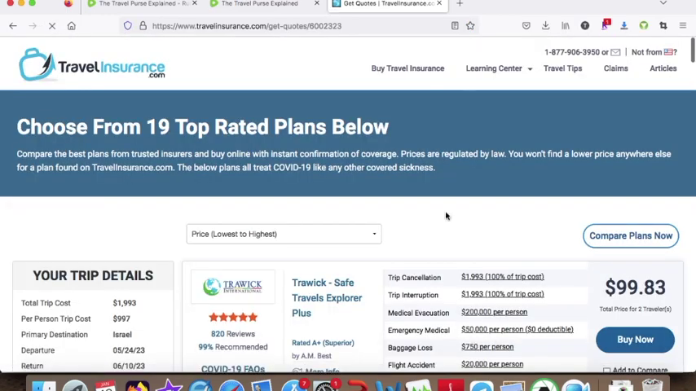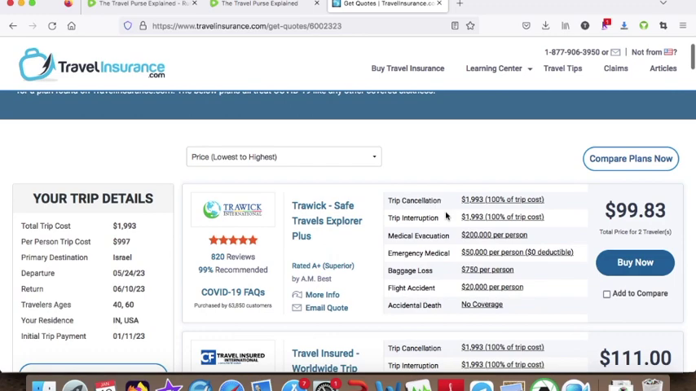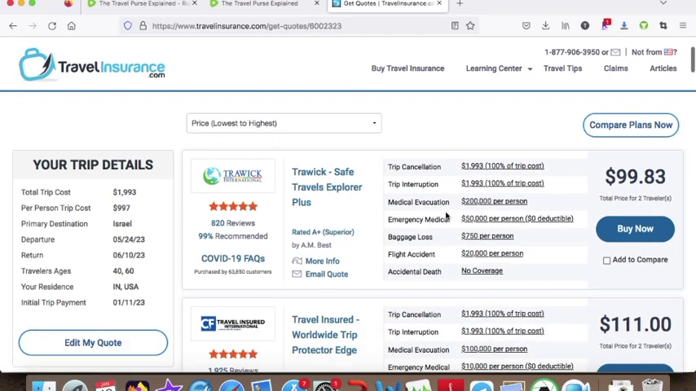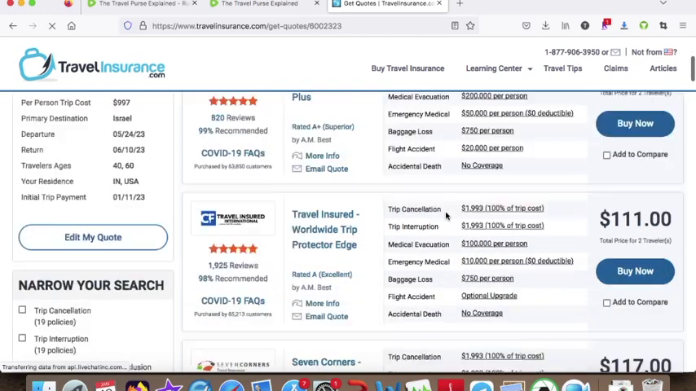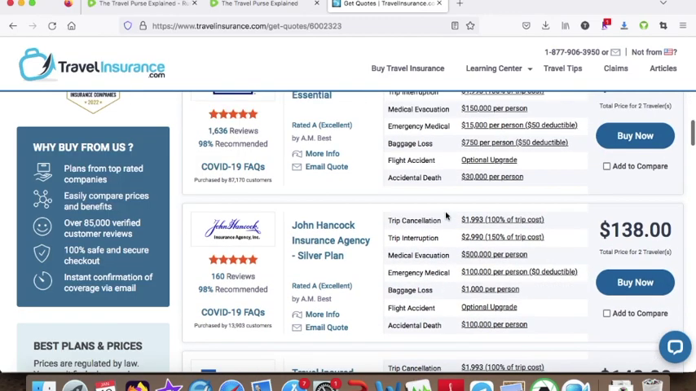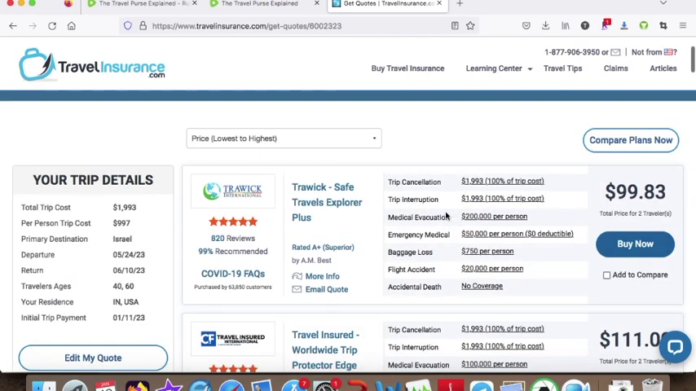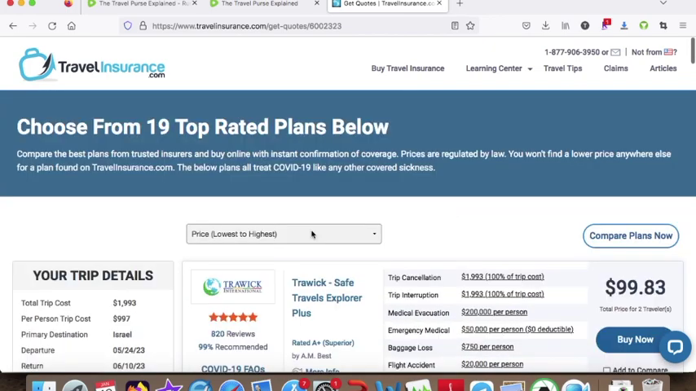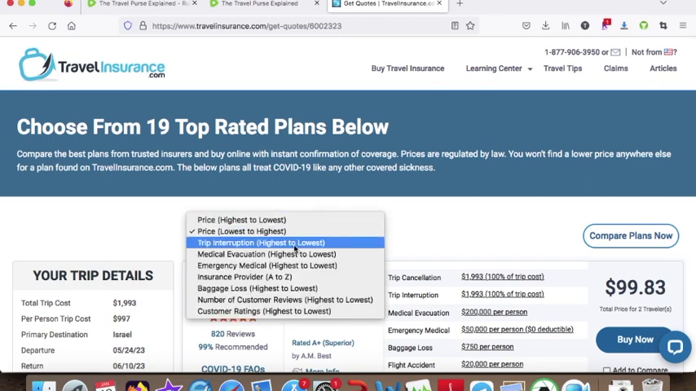Okay. So now what's going to populate is a list of options for your plans. So it's going to vary in pricing. You can choose to get the lowest to the highest. You can choose one that has trip interruption, which means that you have to cut your trip short for any reason. We've had that happen, where a death of a loved one meant I had to come back home and interrupt my trip. This is for that.